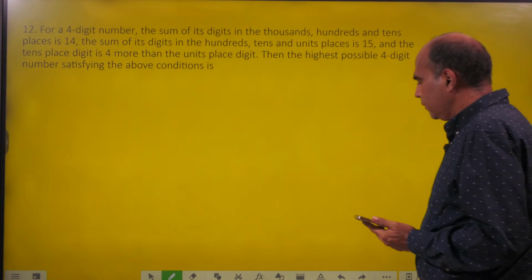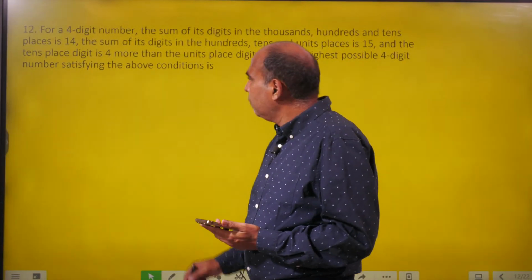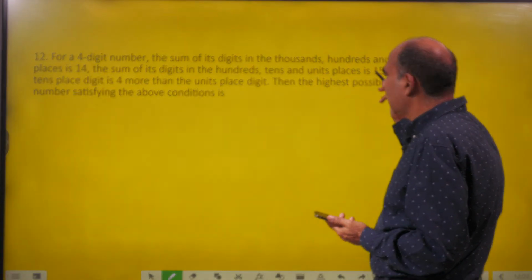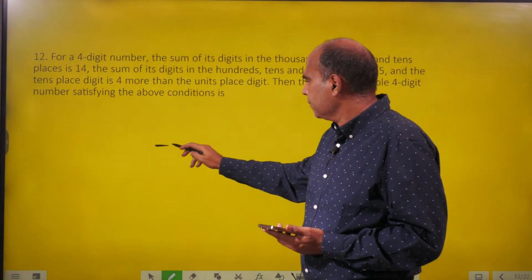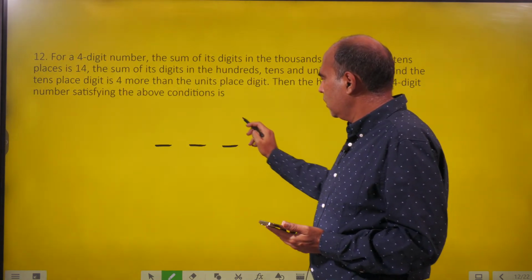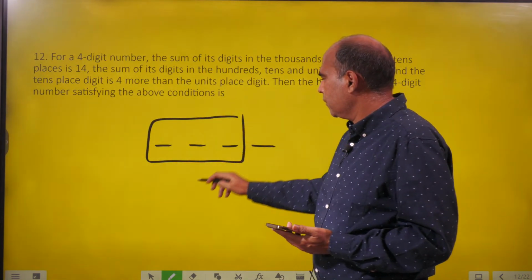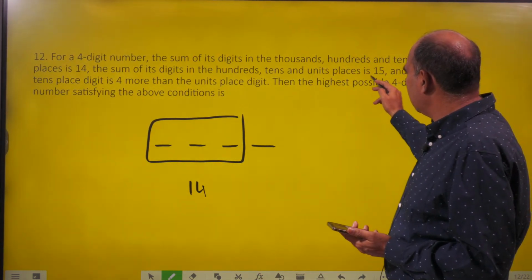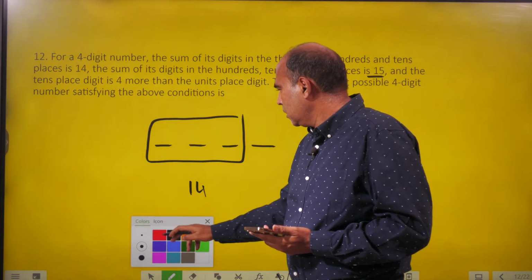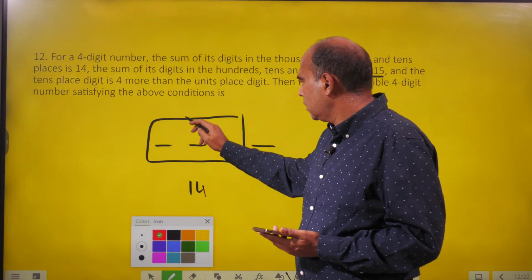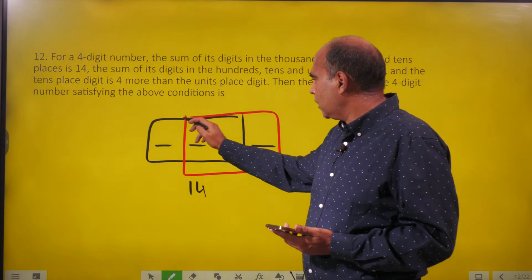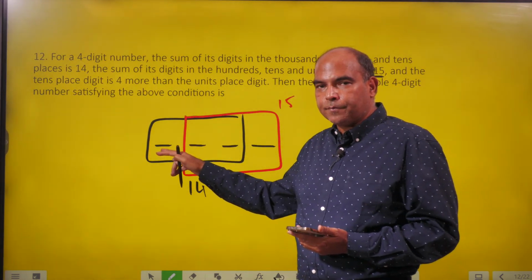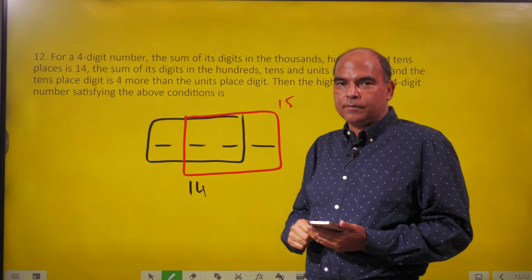Let's look at the next one. For a 4-digit number, the sum of its digits in the thousands, hundreds and tens place is 14. This sum is 14. The sum of the digits in hundreds, tens and units place is 15. This sum is 15. So automatically you realize that whatever you put here, this will be one more than that.